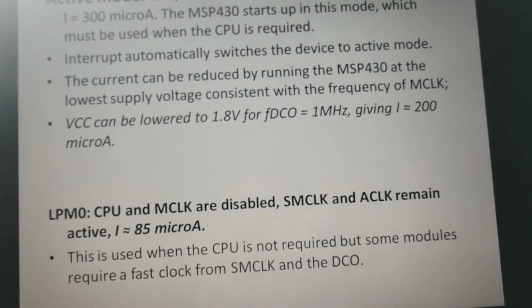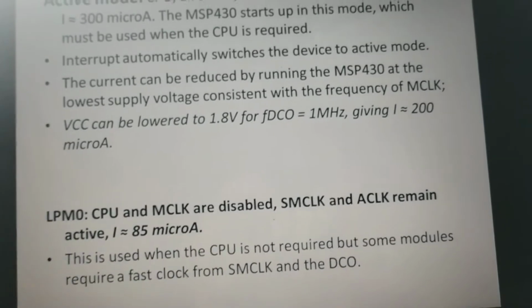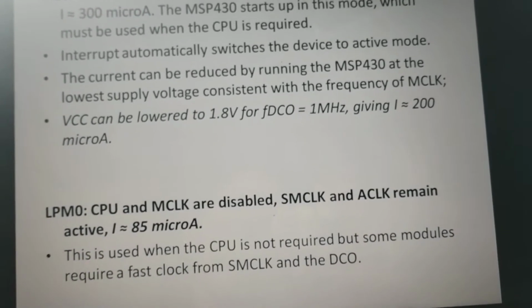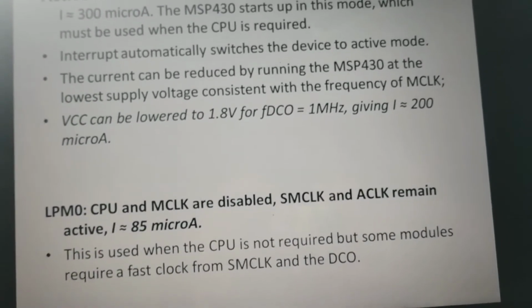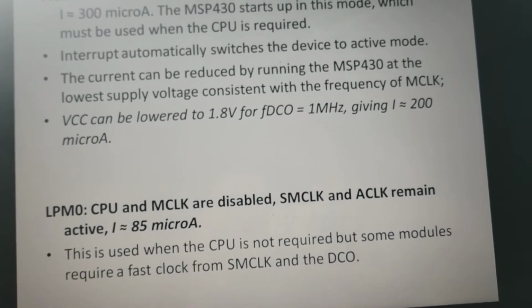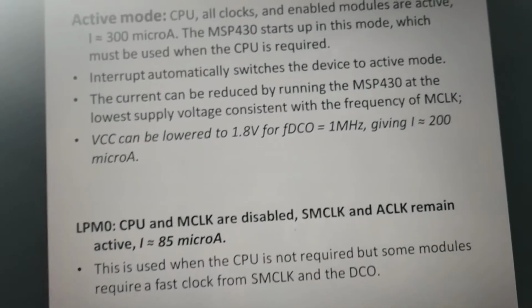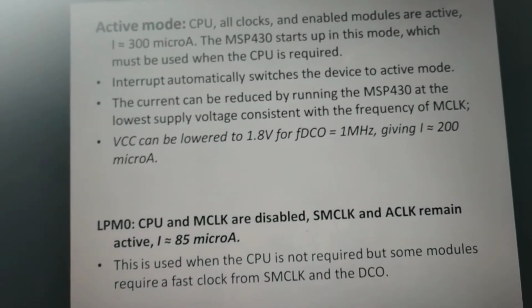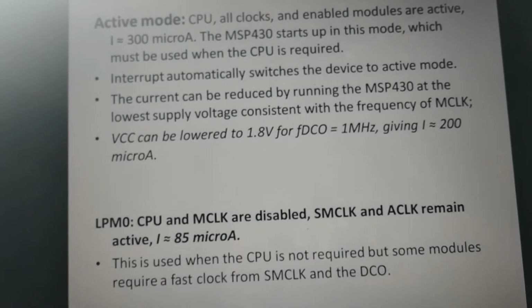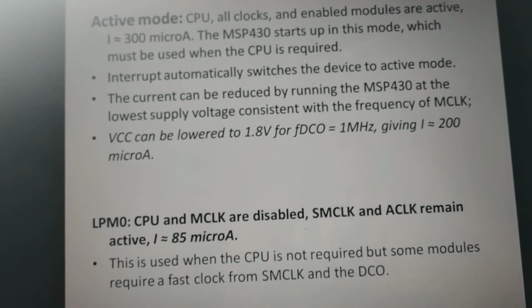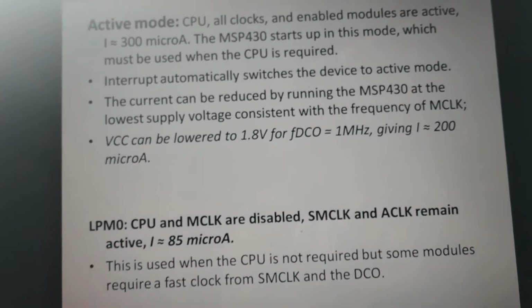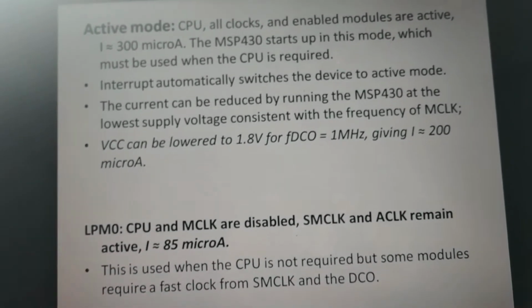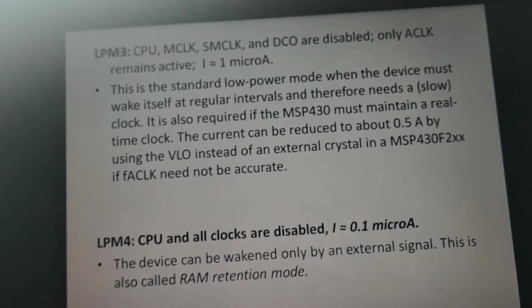This is used when the CPU is not required, but some modules require a fast clock from SMCLK and DCO. Let us suppose you require your timer A to be operating. We have seen the program that we are using the SMCLK. We can use the ACLK as well, but if you want to use the SMCLK, in that case we will use LPM0.